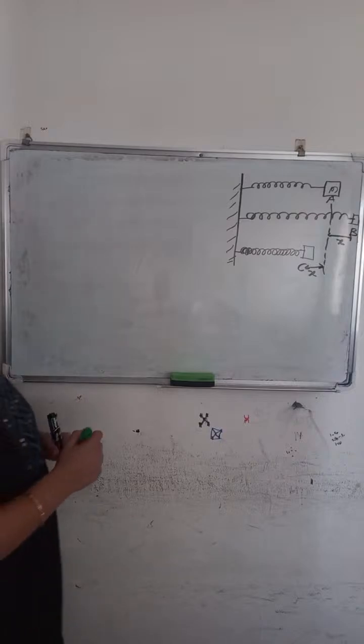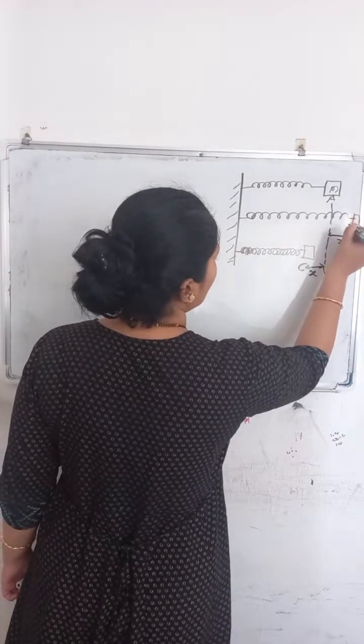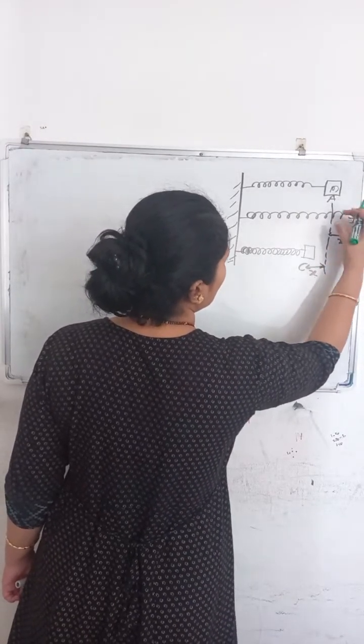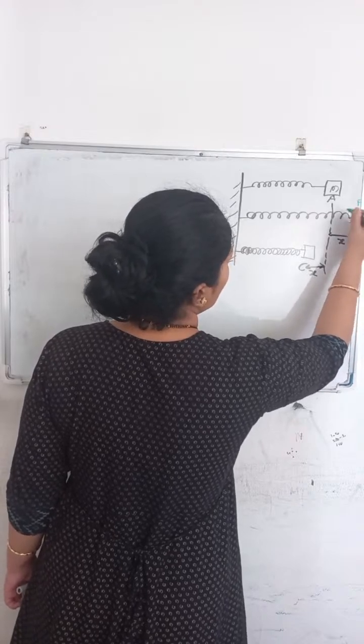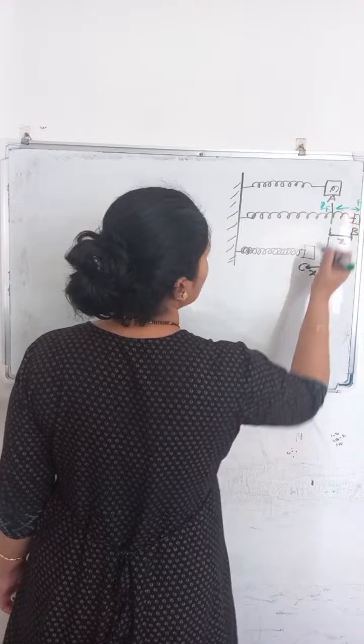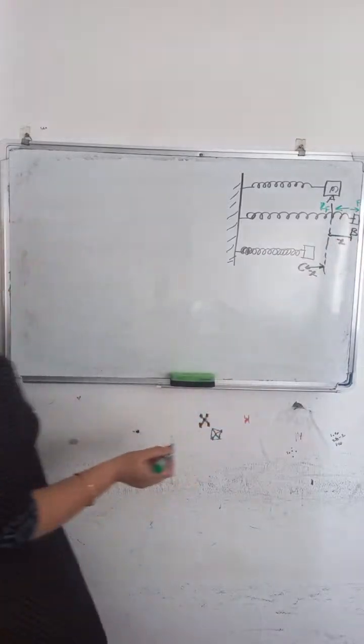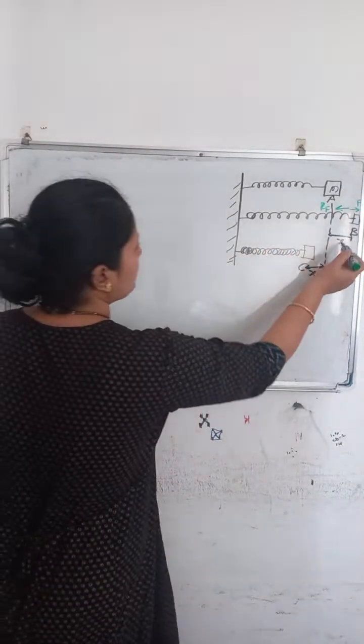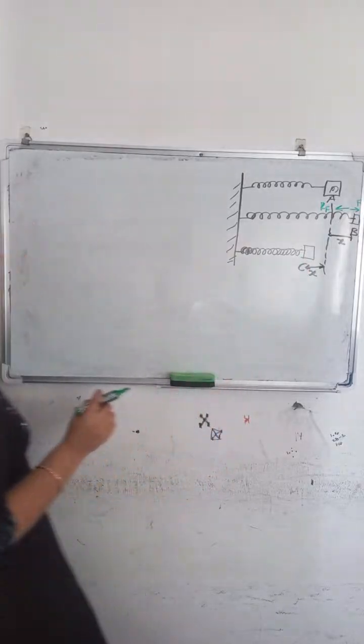In the second case here I applied a force. The restoring force is acting in the opposite direction because the spring always wants to regain its original length. There should be a small amount of work done to increase the length of the spring. Suppose the total displacement from the mean position A to B is X, but we are taking a small work done and the displacement is also small here.